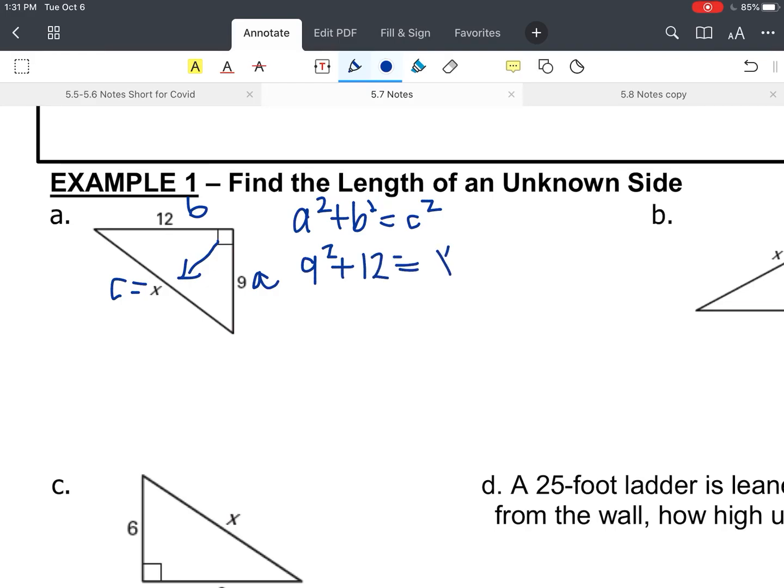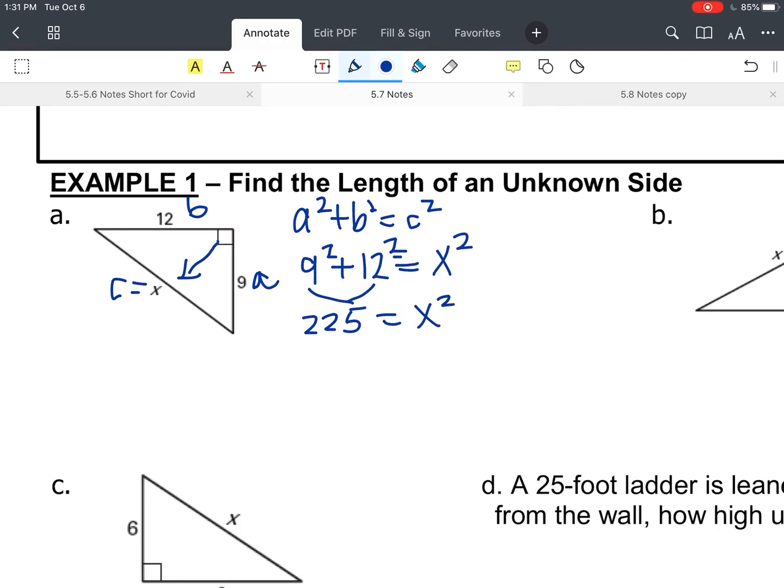So I'm going to write 9 squared, substituting it in, plus b squared, which is 12 squared, equals x squared for my c squared. All right? It's important that you know that 9 squared is 9 times 9 and 12 squared is 12 times 12. Sometimes people accidentally multiply by 2 instead. So don't do that. You can use your calculator to help you, but 81 plus 144, which is 9 squared and 12 squared, is going to give you 225. So 225 equals x squared.